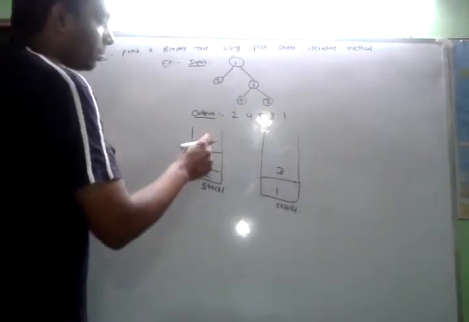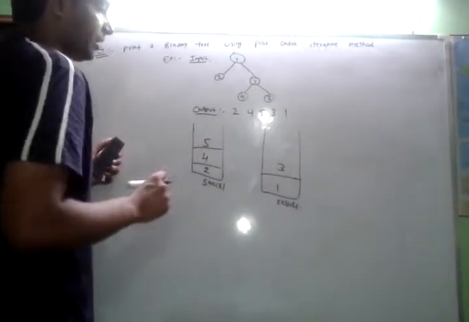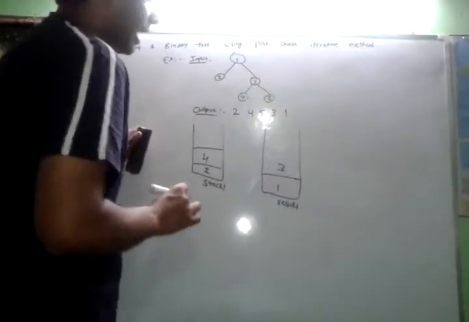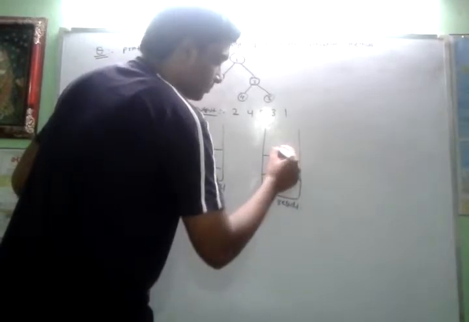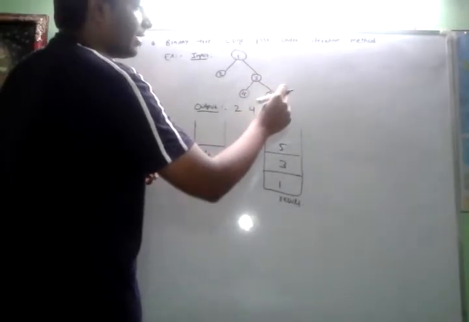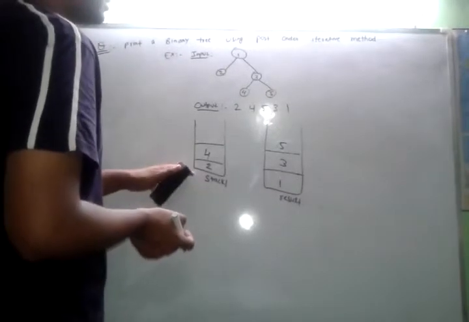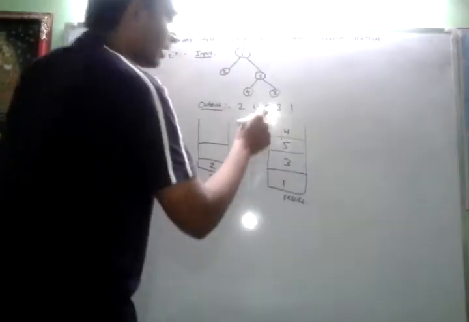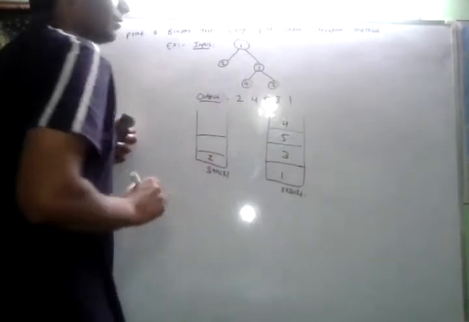Now pop the element from the stack and go to its left and right children. So we pop the element from the stack, and the popped element will be pushed into the result stack, so 5. Now go to its left and right, which is null. Now again pop the element from stack 1, and the popped element 4 will be pushed into the result stack, and go to its left and right child, which is also null.